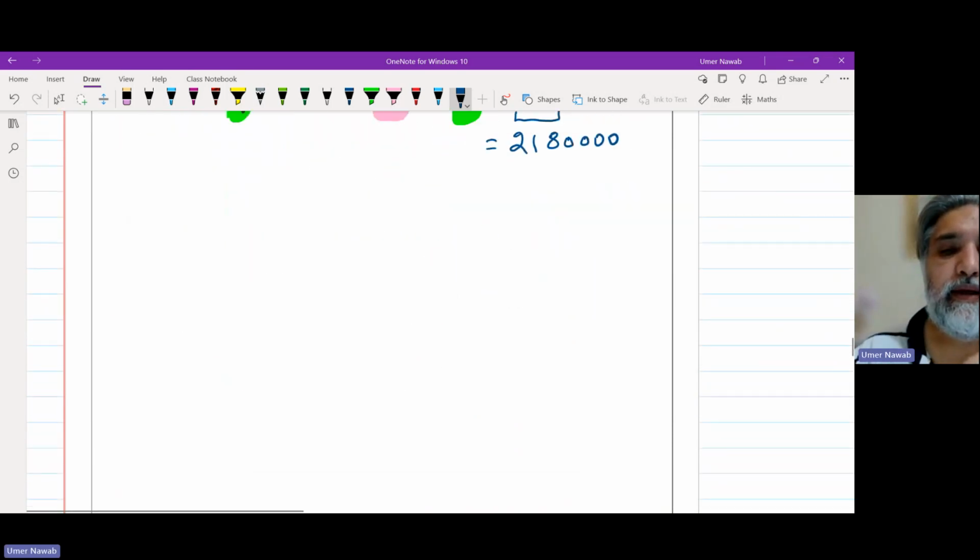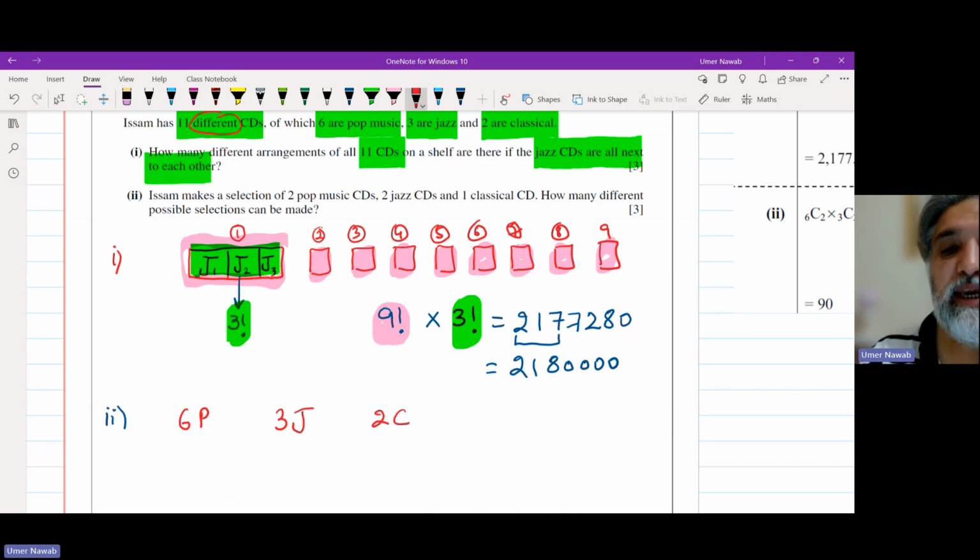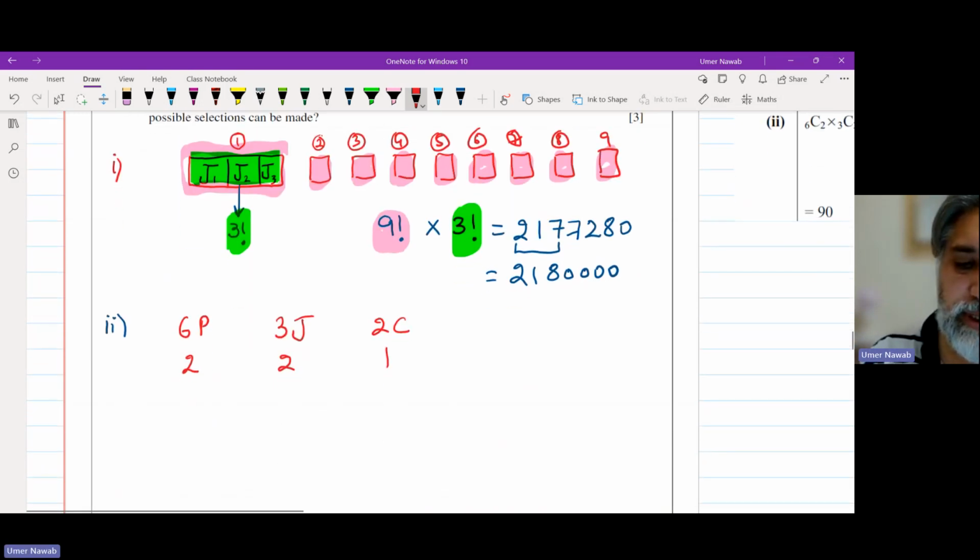Right? Let's go with the second part. Isam makes a selection of 2 pop CDs, 2 jazz CDs and 1 classical CD. My friend has 6 pop, 3 jazz, and 2 classical CDs. He wants to pick 2 pop, 2 jazz, and 1 classical CD. In how many different ways can we do that? Very easy.